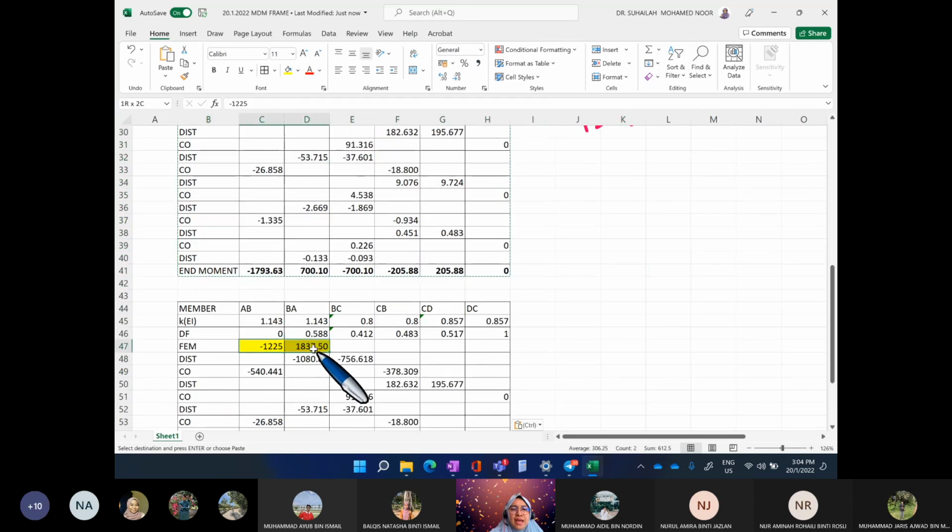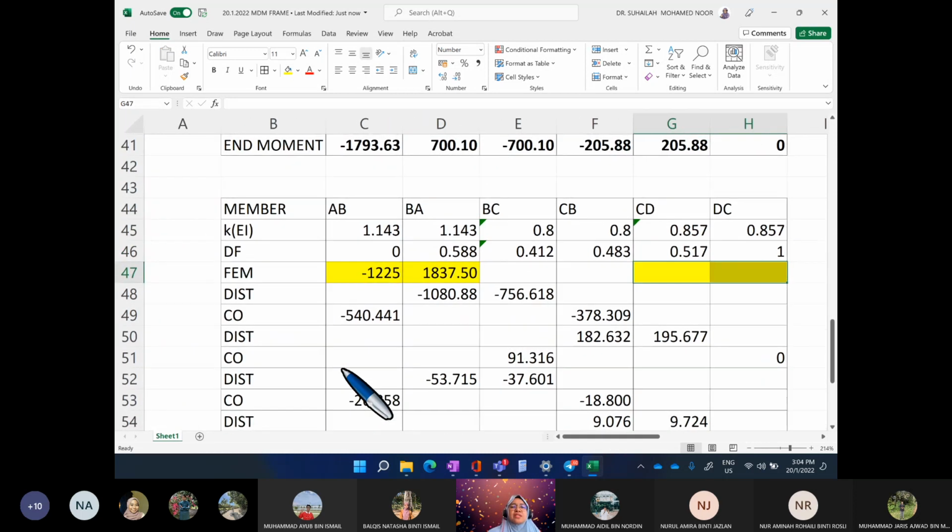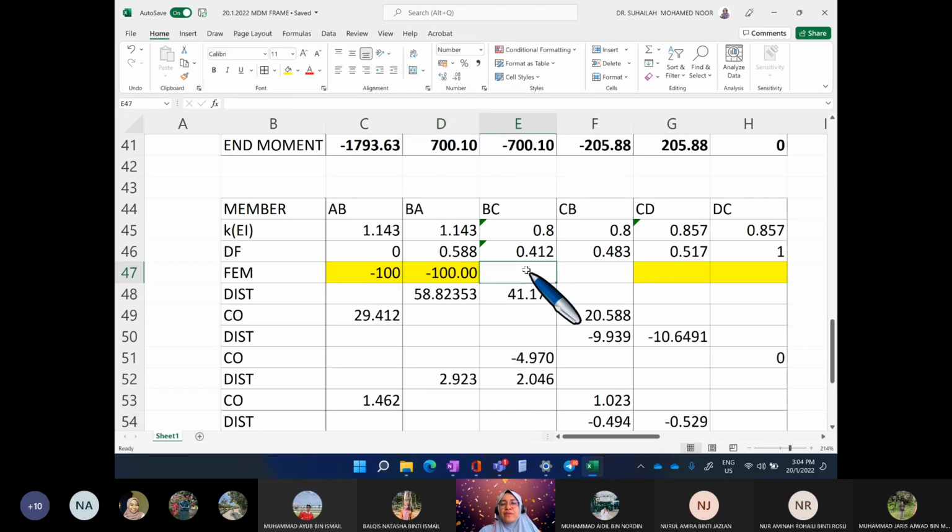But this time FEM will be changed. I have explained this morning how we calculate K and DF. So now I have changed to the FEM that we have made assumption. This is negative 100. And there's no FEM for member BC since there's no vertical settlement in beam. Here is negative 50 and this one is 0 because it is pin support.